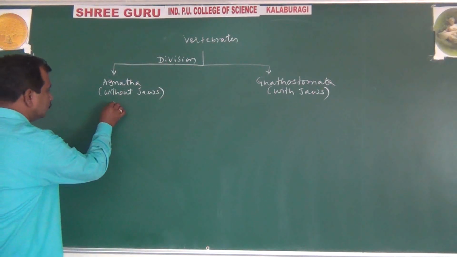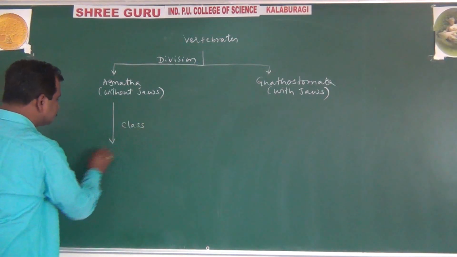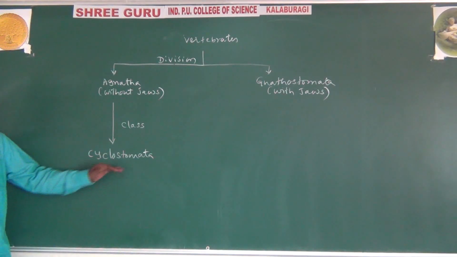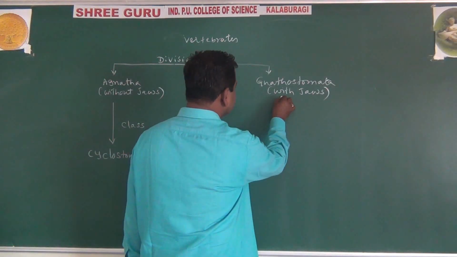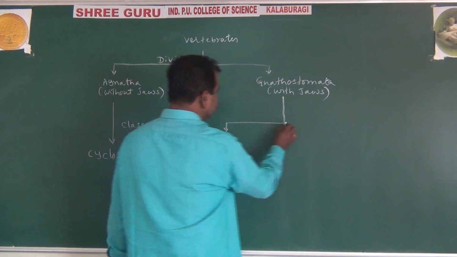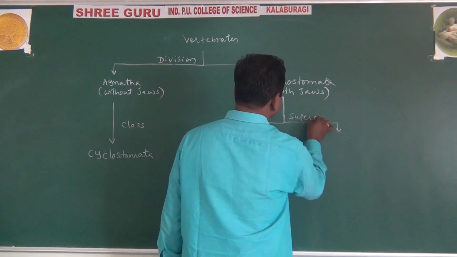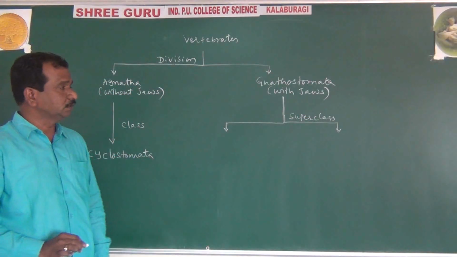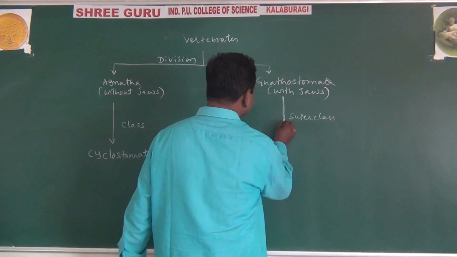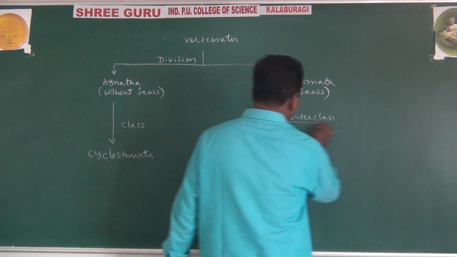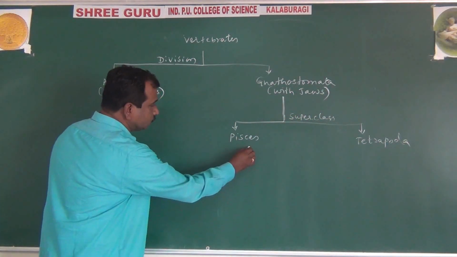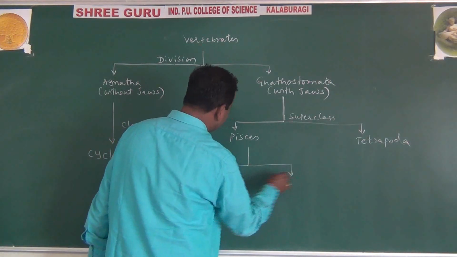Agnatha normally has only one class, that is Cyclostomata. The next is Gnathostomes, which are normally divided into 2 superclasses: superclass Pisces and superclass Tetrapoda. Superclass Pisces is divisible into 2 classes.